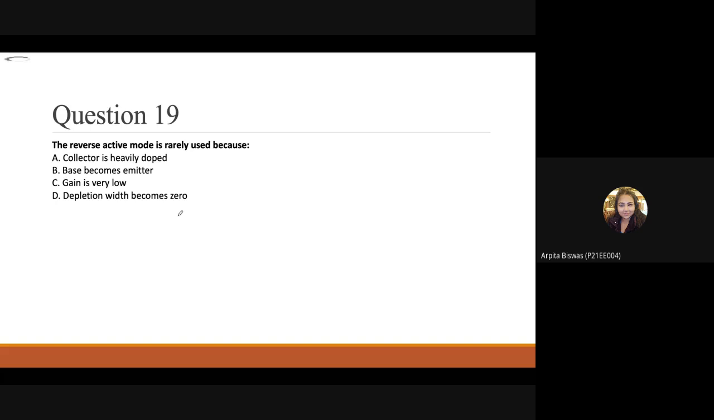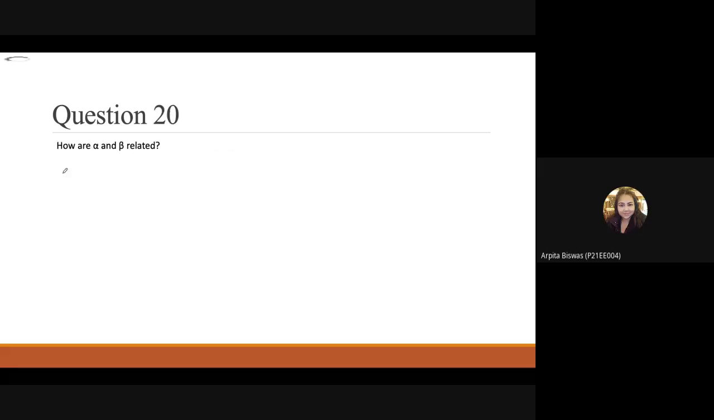Yes, option C is the correct answer because already we know what we want. Gain means the output by input ratio. So if the gain is very low, what is the use, right? That's why the reverse active mode is rarely used, because the gain is very low. Next class we are going to discuss it in more detail, and we can draw the circuit diagram also.